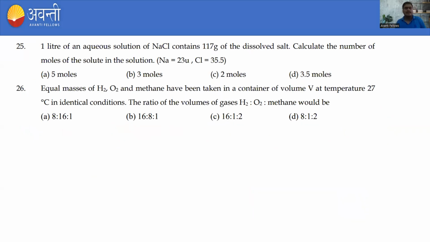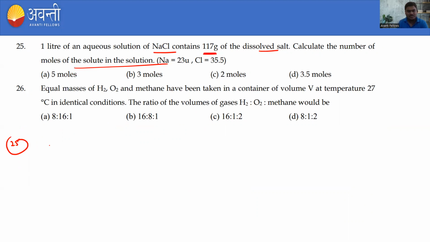Now, the next question is, 1 liter of an aqueous solution of NaCl containing 117 gram of dissolved salt. Calculate the number of moles of solute in the solution. So 1 liter of aqueous solution of NaCl containing 117 gram of dissolved salt. Calculate the number of moles. So we can easily calculate. Now, this is also a very simple question.